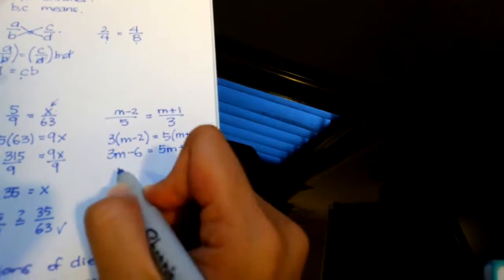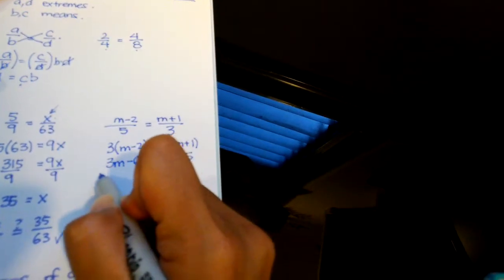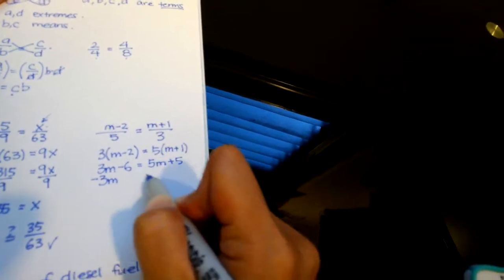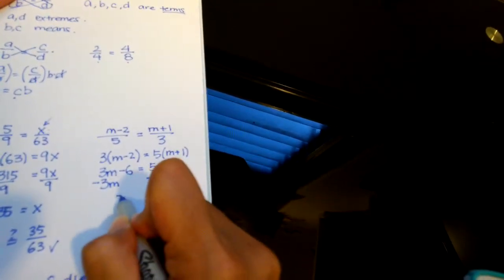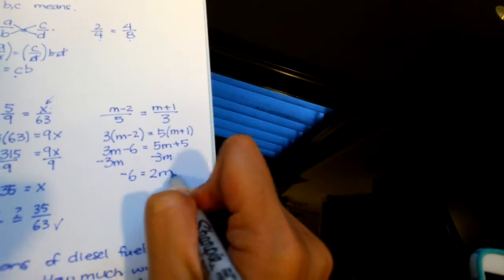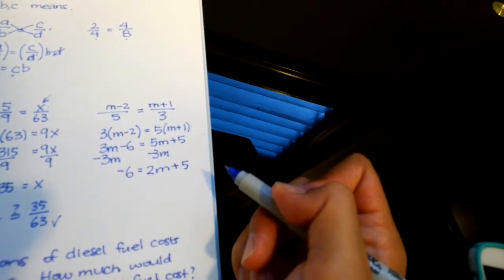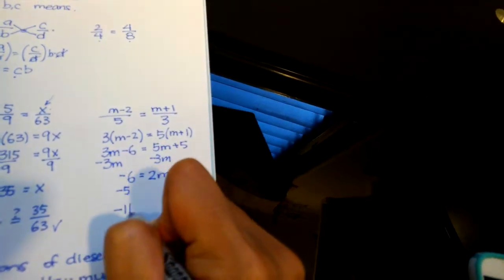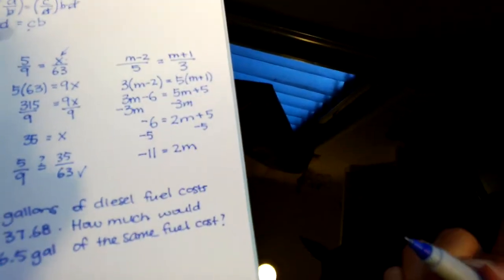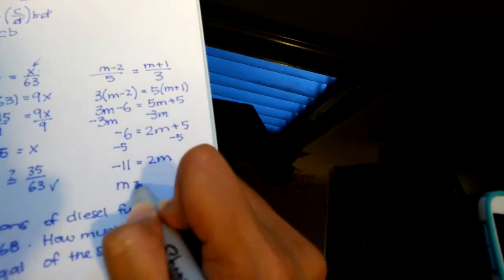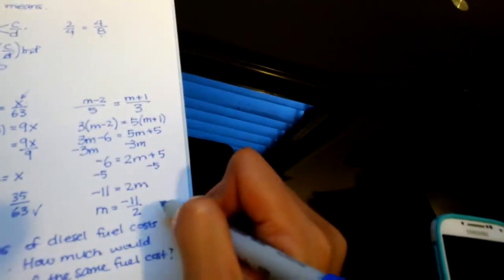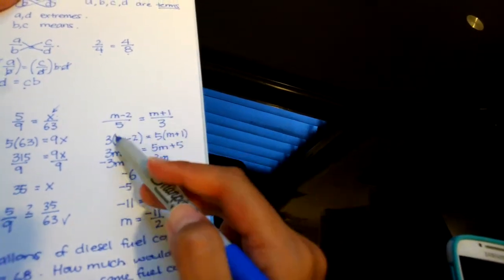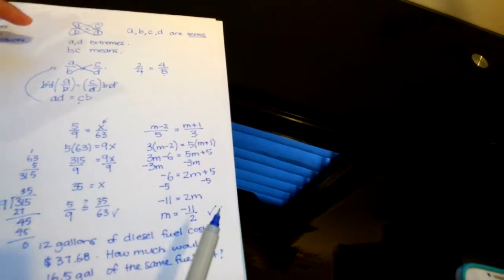There's multiple ways to do this, so keep that in mind. The way that I'm showing you is not the only correct way. But I'm going to subtract 3n from both sides. I have negative 6 equals 2n plus 5. And then I'm going to subtract 5 from both sides. So I have negative 11 equals 2n. Final step, divide by 2. So n, I'm just going to switch the order, is negative 11 over 2. Okay, I'm going to leave it up to you to check it. Make sure you plug it back in and you get that these two ratios are equal.